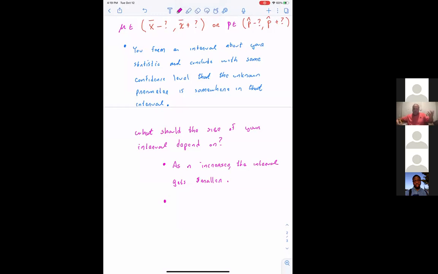Okay. Give me something else that you think might affect the size of the interval. Other ones might be a little harder to think about, but give it a shot. What's something else that might affect the size of the interval? Anyone have an idea?